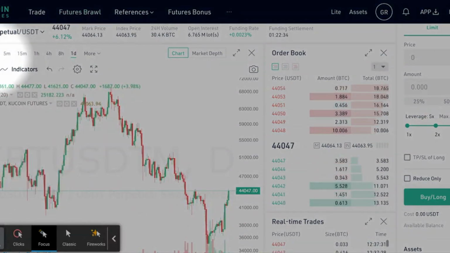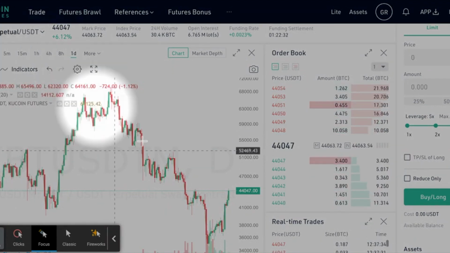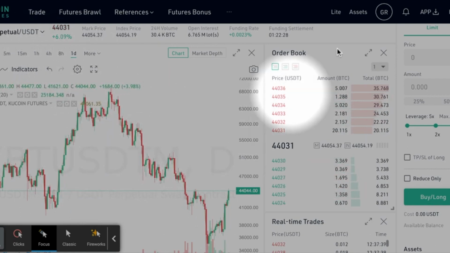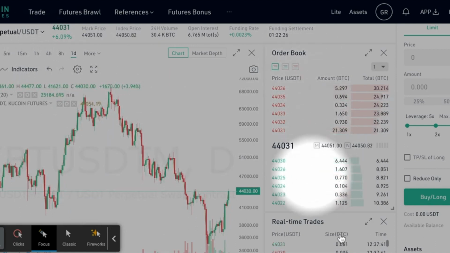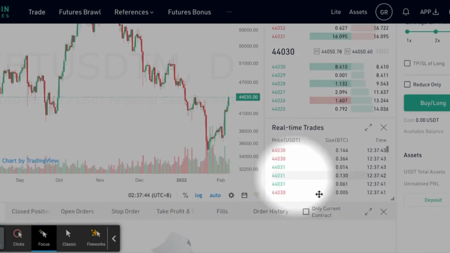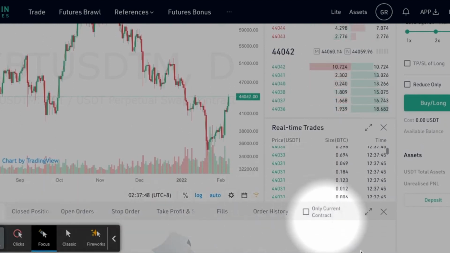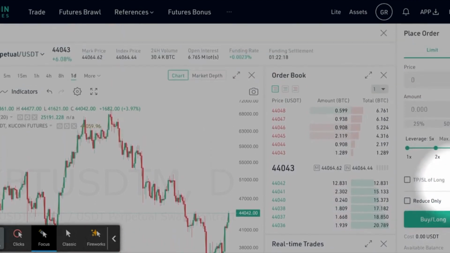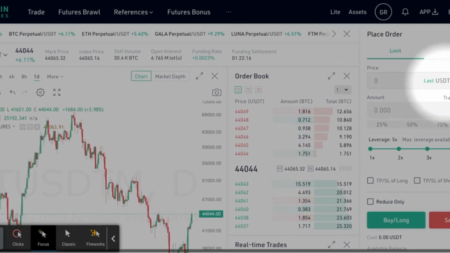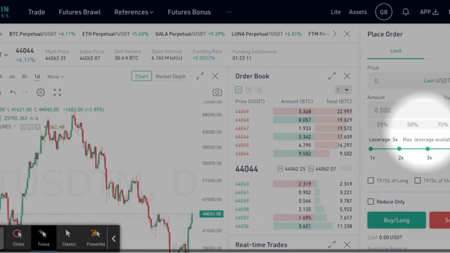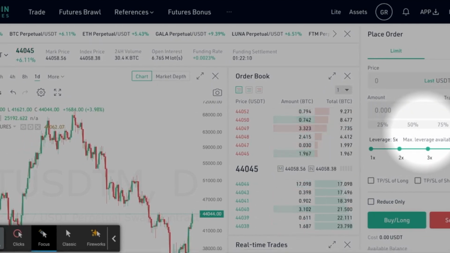So you have your timeline up here and your chart here. You have your order book and real-time trades. You have your order history, and all of that is down here. And then over here is where we are going to look at going either long or short. I'm going to tell you how to think about it and what I look for on it.